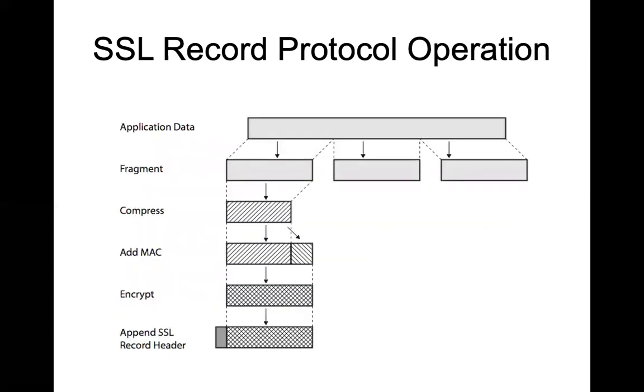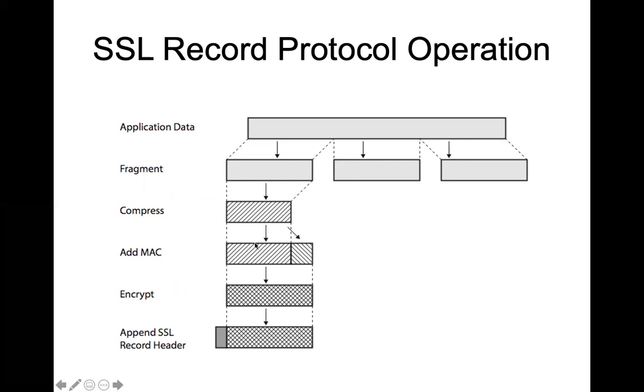Okay, so the record protocol works like this. You take the application data and fragment it into chunks because you're going to apply a block cipher. You compress it using a compression algorithm, so the blocks are now of fixed size.